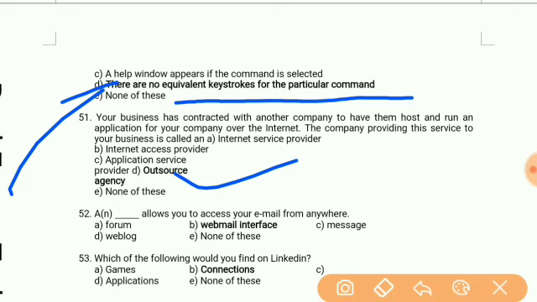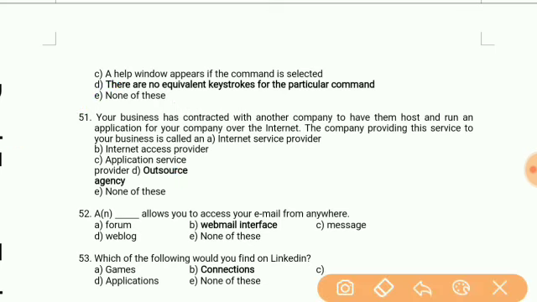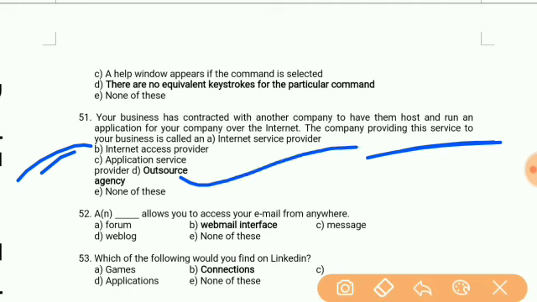Host and run an application for your company. The company providing this service to your business is called an outsourced agency. Then a dash allows you to access your email from anywhere, that is the webmail interface. Webmail interface helps you access your email from anywhere.